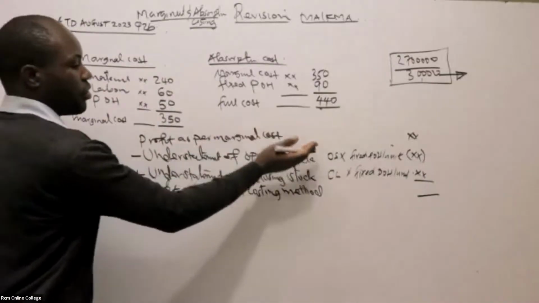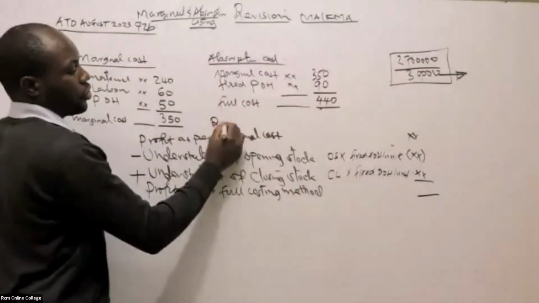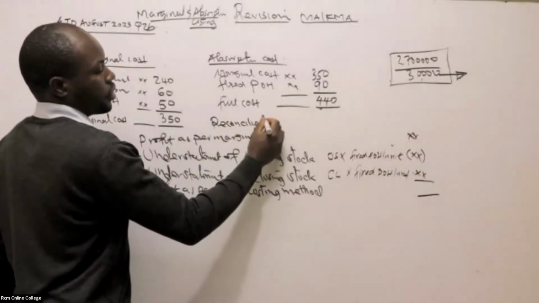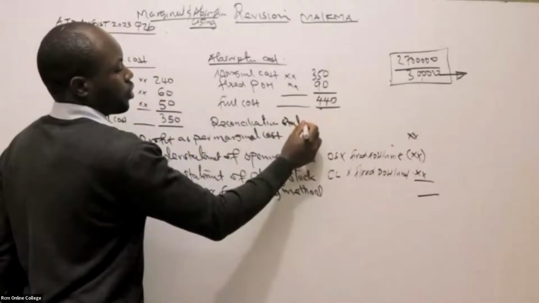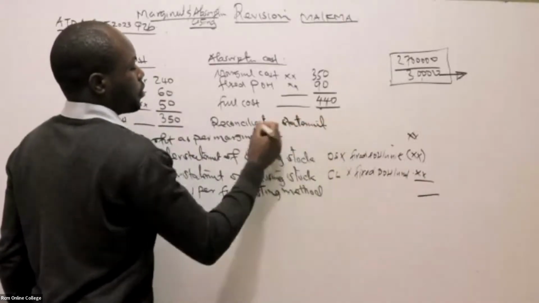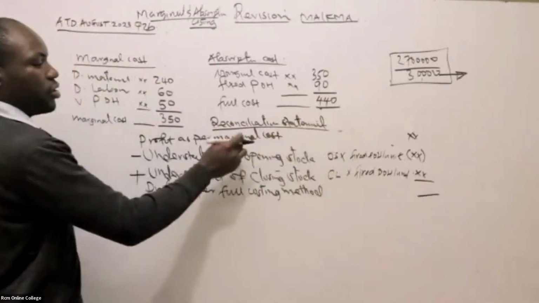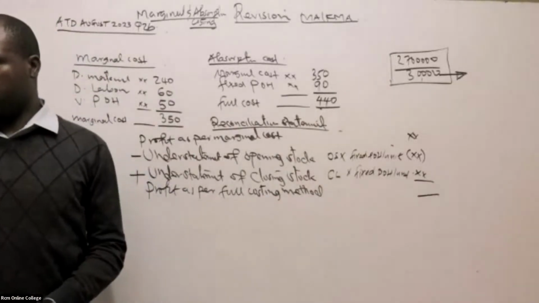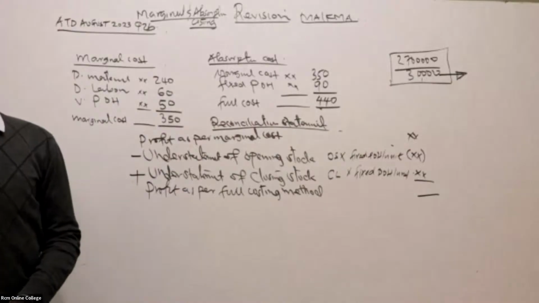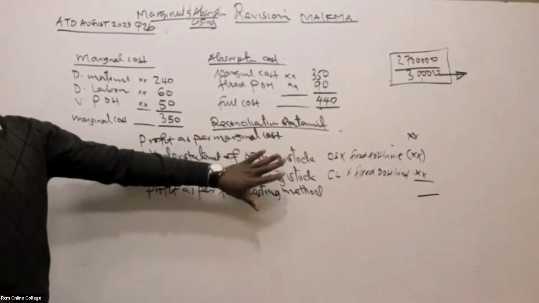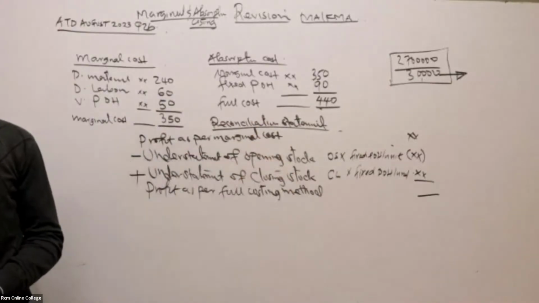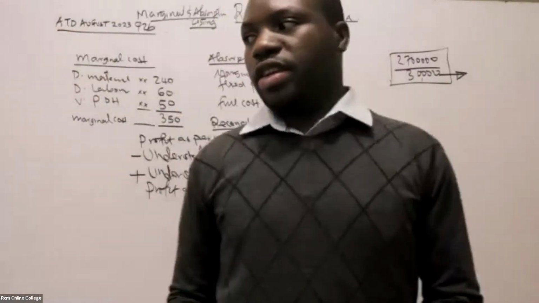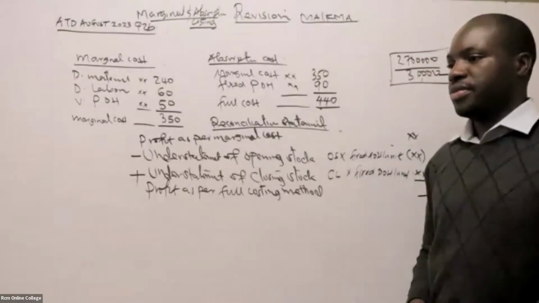If you prepare something of this kind, we call it a reconciliation statement. You are trying to reconcile the cause of difference between net profit as per marginal costing and the profit as per full costing. Good. So are we together up to this point, before we now finalize the question?